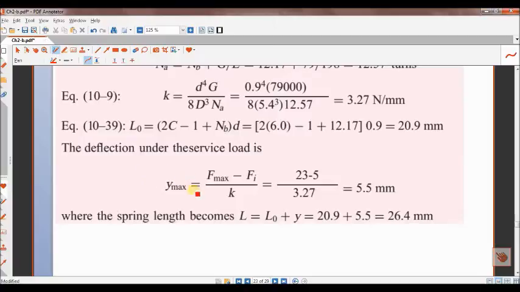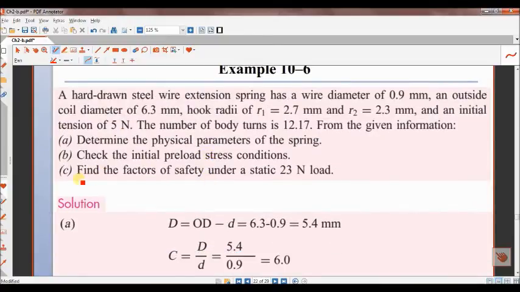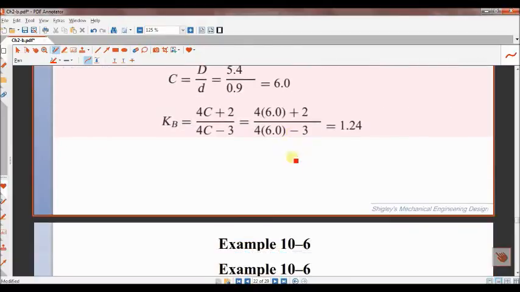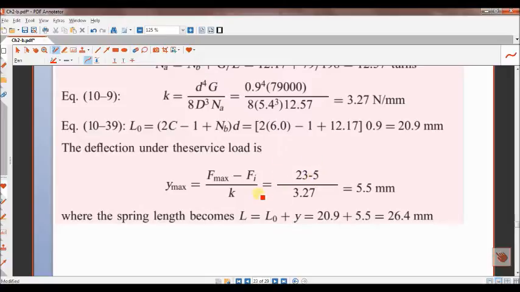Now I want to know how much the spring will deflect if I apply 23 Newton. I'm using 23 Newton because it's given in part C, which says find the factor of safety under a static load of 23 Newton. I'm still doing part A, but now I want to find how much is the deflection under this load, which is 23 Newton.